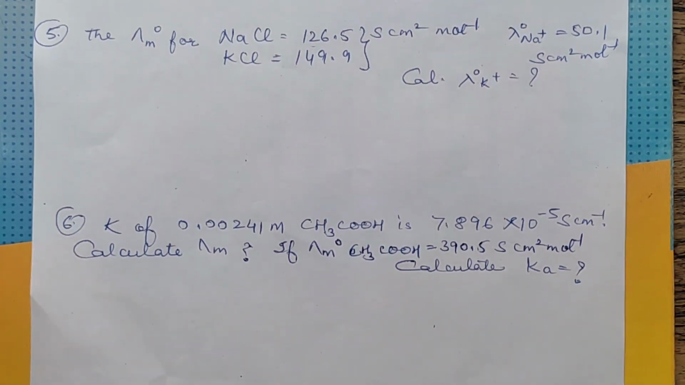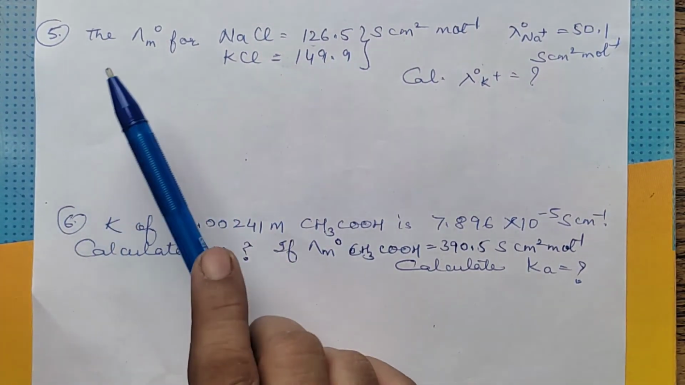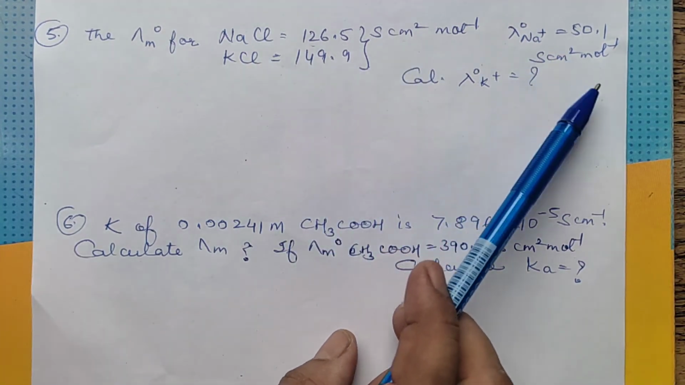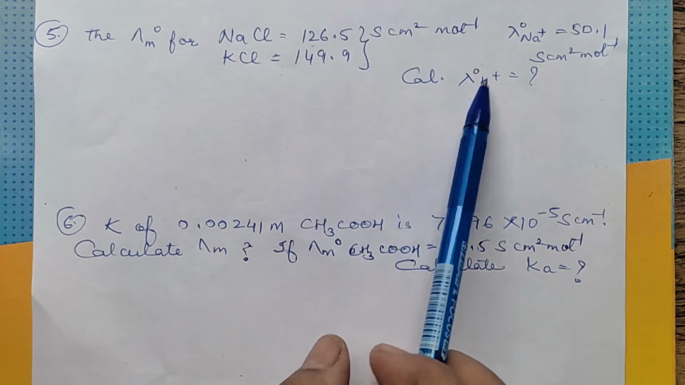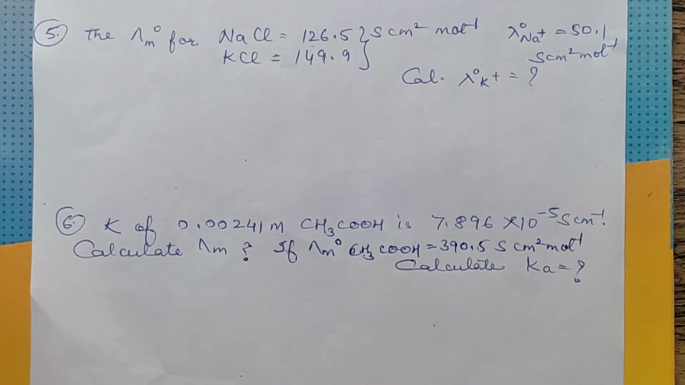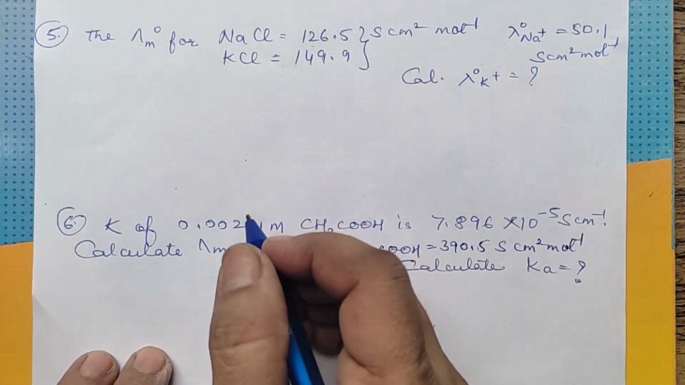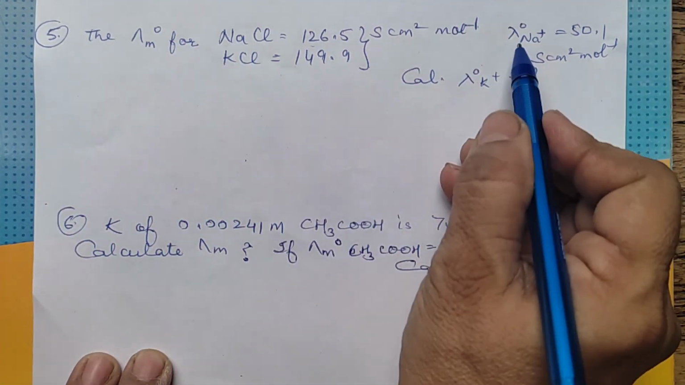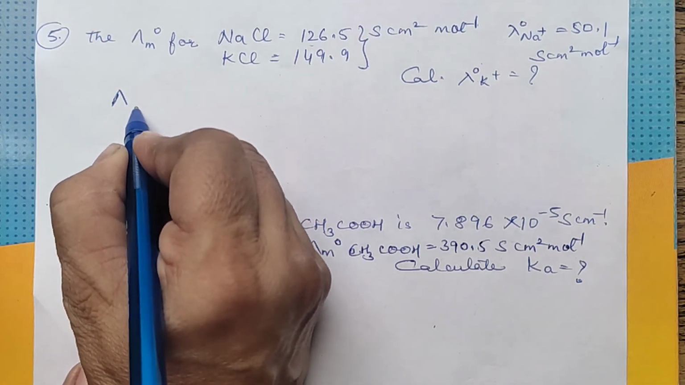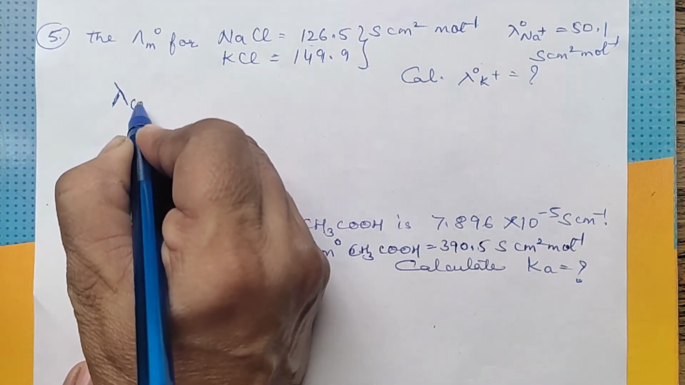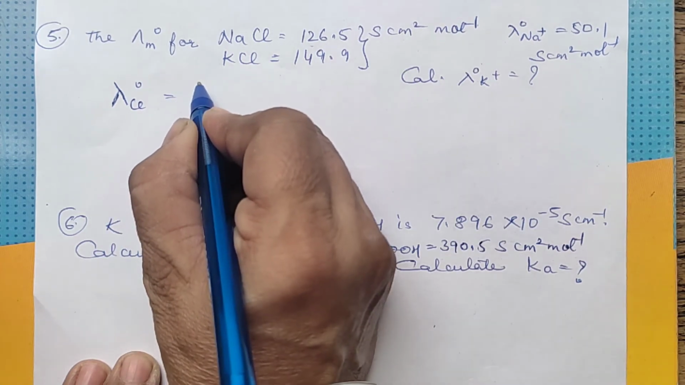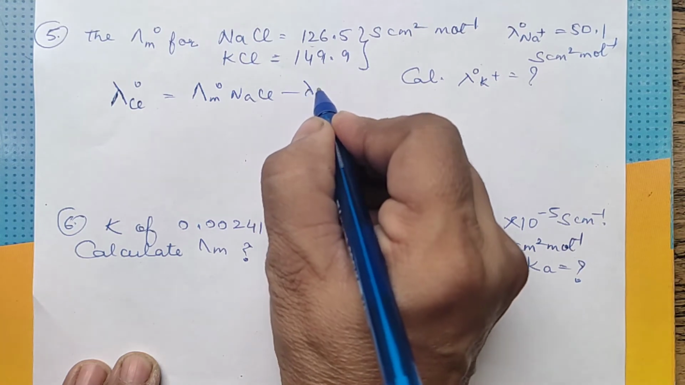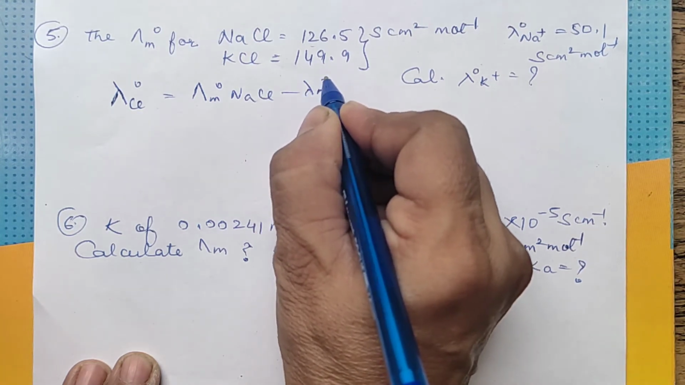This one says that the molar conductivity for NaCl and KCl are given. For Na it is given separately, and for potassium they are asking. So again, it's an application of Kohlrausch law. When you know the molar conductivity of NaCl and that of Na, you can calculate the conductivity of the chloride ion as the molar conductivity of NaCl minus the conductivity of the sodium ion.